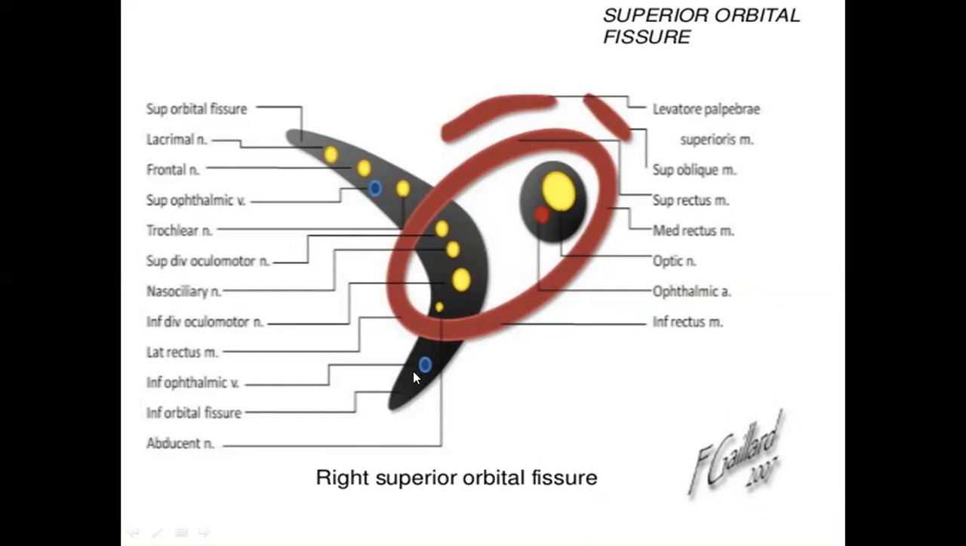Through the medial compartment of the superior orbital fissure, the inferior ophthalmic vein passes, and in the intermediate compartment, the structures passing are the superior division of the oculomotor nerve and the inferior division of the oculomotor nerve, the nasociliary nerve, and the abducent nerve. So these are the structures which are passing through the intermediate compartment of the superior orbital fissure.